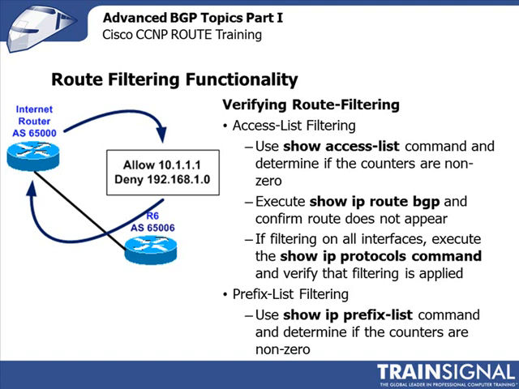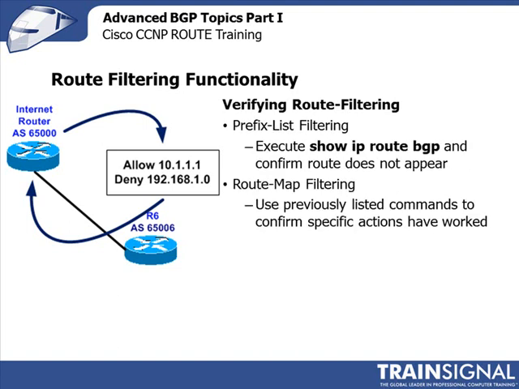You can also use the show IP route BGP and make sure the routes you're expecting to filter out are in fact gone. If you're filtering on all the interfaces, you can just use the show IP protocols command and it'll say outgoing filter list or incoming filter list is set at such and such. For prefix lists, just do the show IP prefix list. Again, look for counters that are non-zero. Also, the show IP route BGP should show you whether or not those routes are absent from the prefix list filtering. And then for route maps, all the same types of syntax will assist you in that regard.